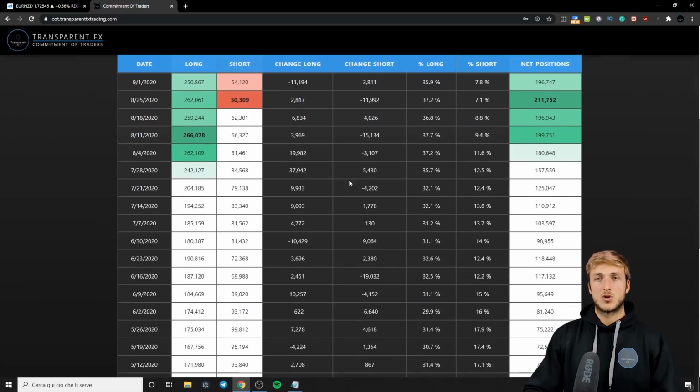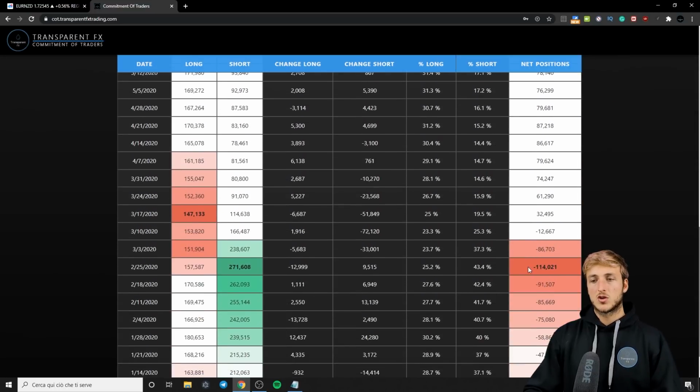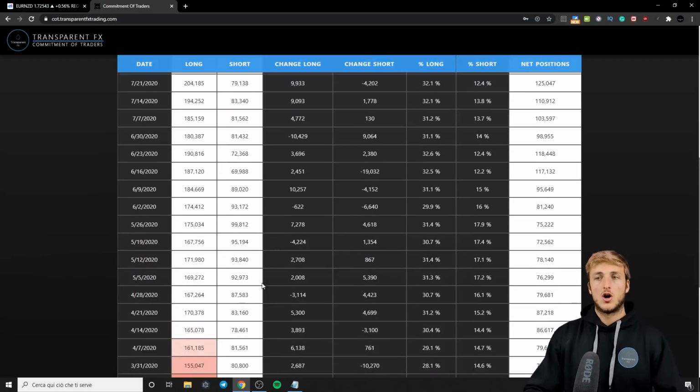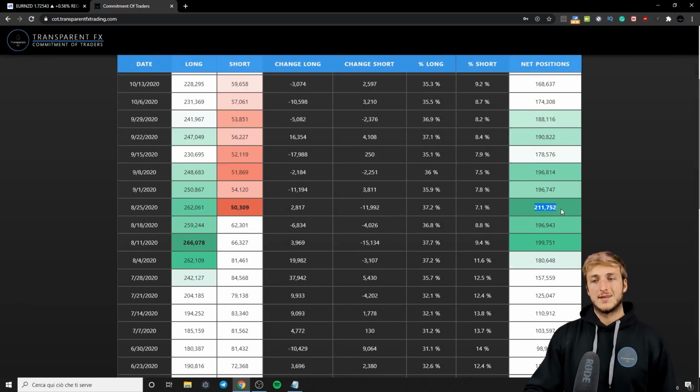Why am I saying the profit-taking phase? Because in the long term, we can see that we went from having massively bearish positions from an institutional perspective on the Euro, with 271k shorts and 157k longs, all the way up to having 211k net positions with 262k longs and 50.3k shorts.